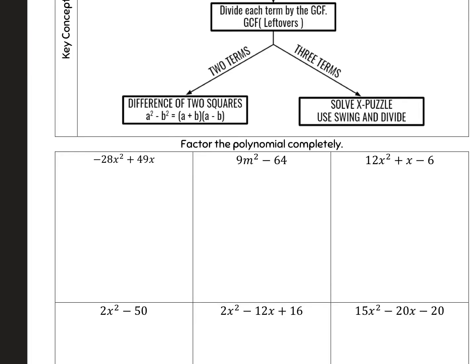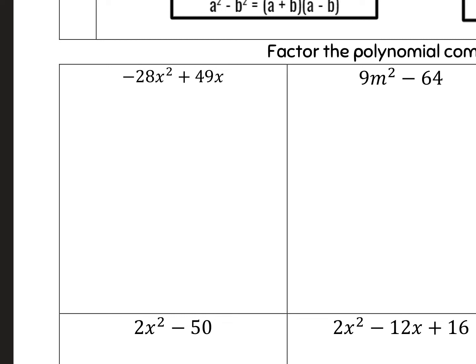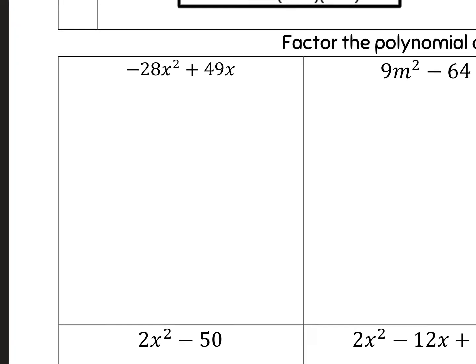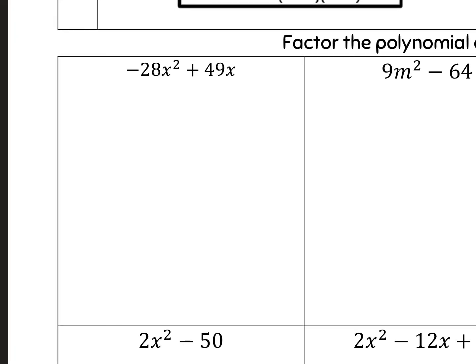So let's go through the first example, negative 28x squared plus 49x. Let's see if there's a greatest common factor between 28 and 49. Remember, you can type in Desmos GCF, a parenthesis, and then 28 comma 49, and it'll tell you if there's a greatest common factor. If you do that, you will get 7. But remember when we went over this, I told you if there's a negative in the very front, we have to put a negative 7.